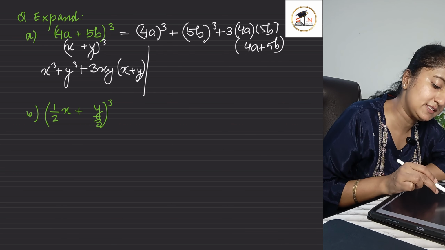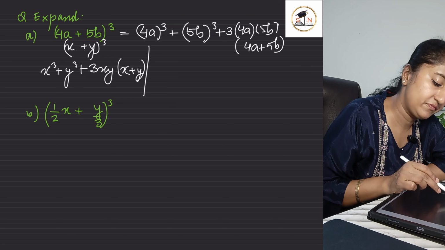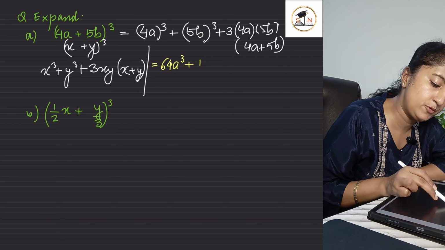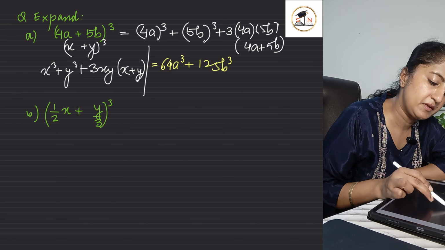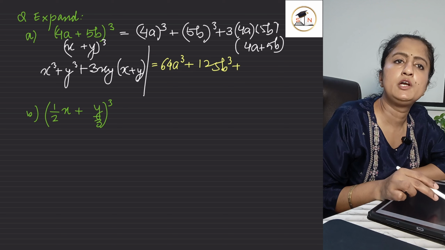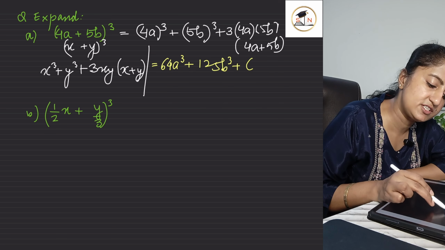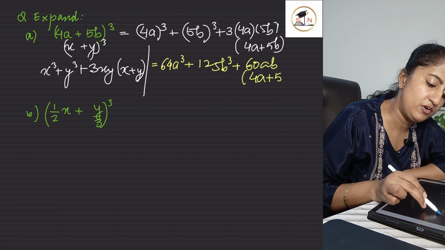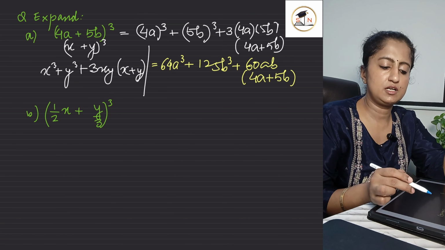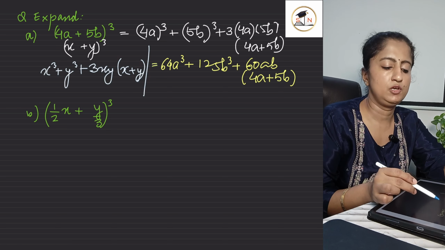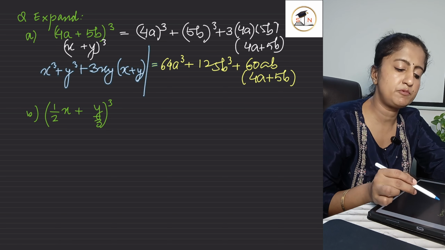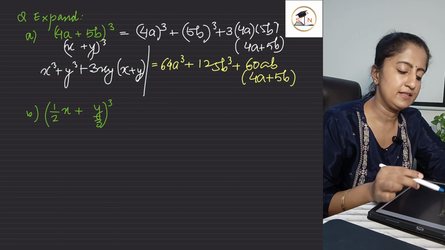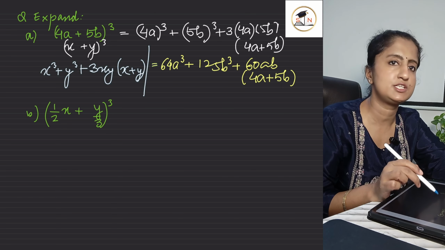So now what does that give us? That gives us 64a cube plus 125b cube plus 3 into 4 is 12, 12 fives are 60. So we have 60ab in bracket (4a plus 5b). Many a times children leave the answer at this step. No, we are not supposed to do that. The question says expand, so we have to expand each and every bracket. That means we have to expand at this stage as well.